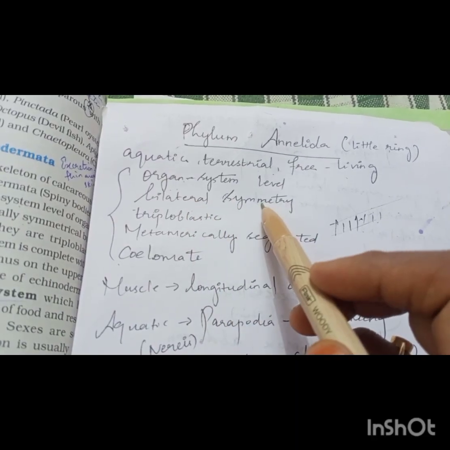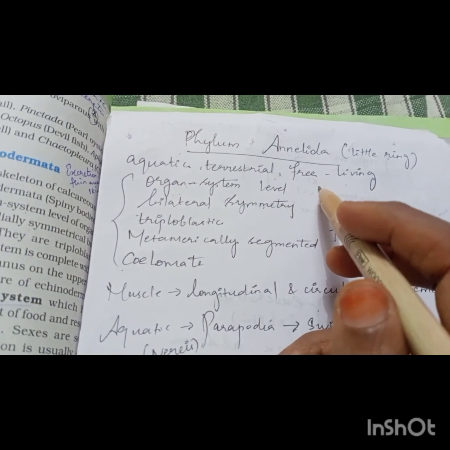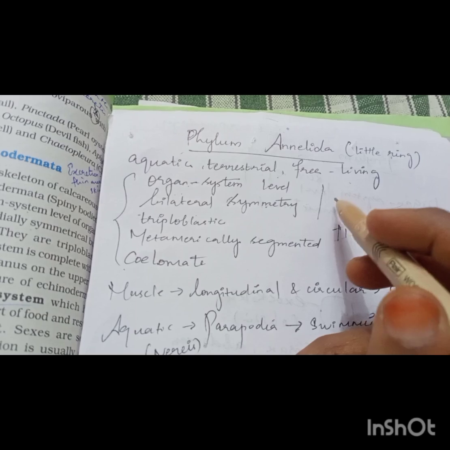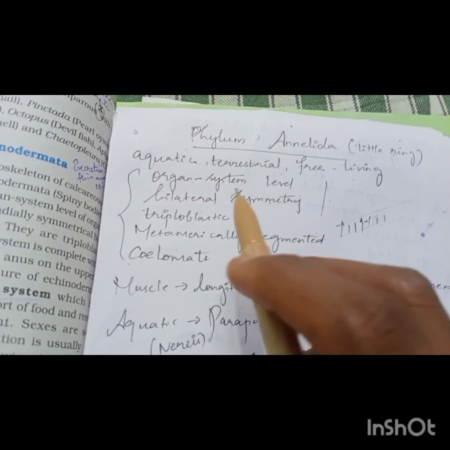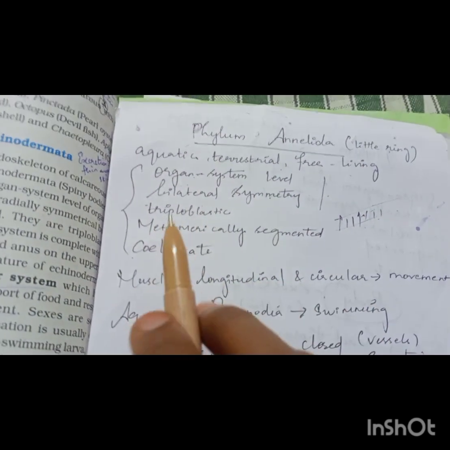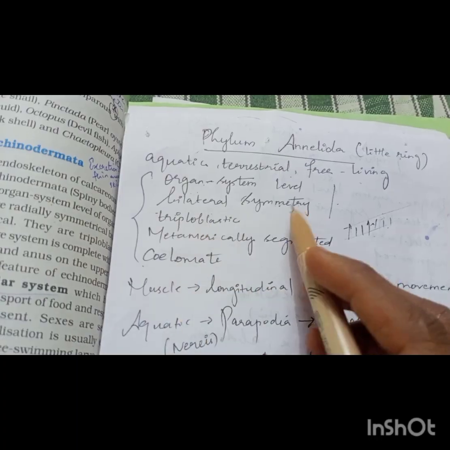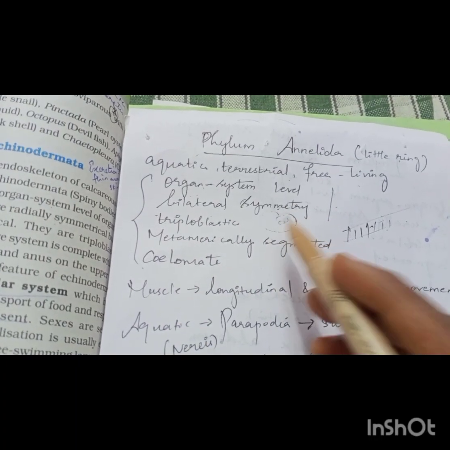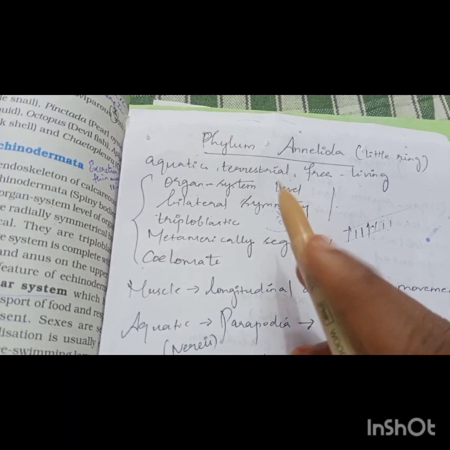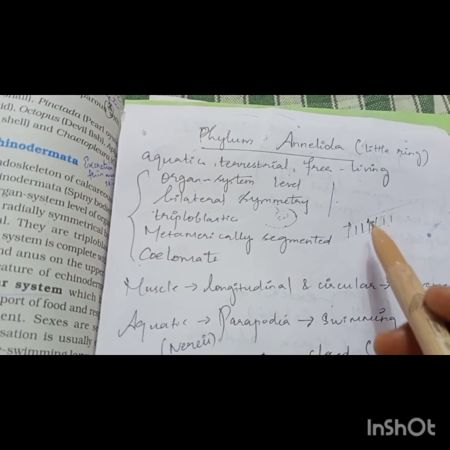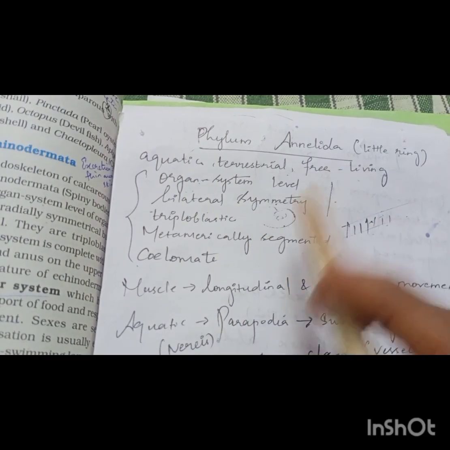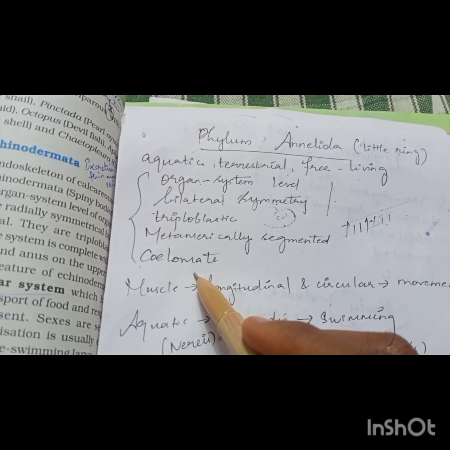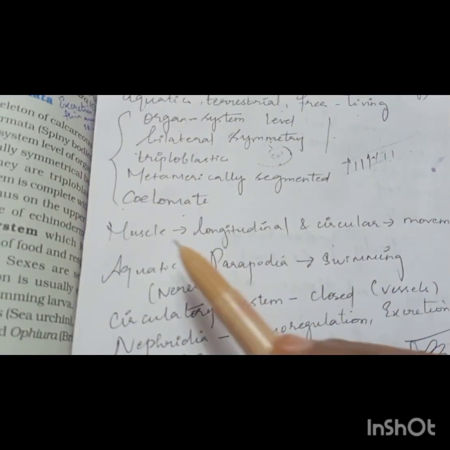It is bilateral symmetry. So when you cut through one plane, you will get 2 equal halves. In any other plane, equal halves will not be achieved. Triploblastic, 3 layers in the embryonic development: ectoderm, mesoderm, endoderm. Metamerically segmented, the segment arrangement just like in earthworm, and they are coelomate. They have coelom in their embryonic cell.